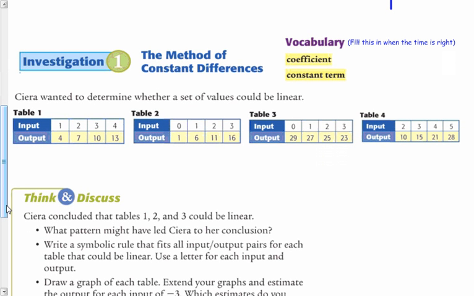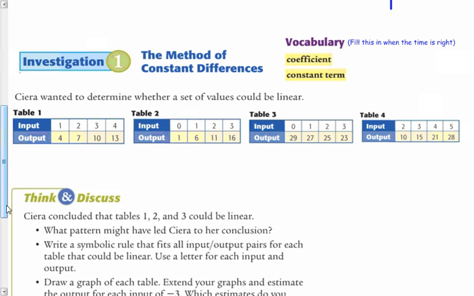Now, Sierra wanted to determine whether a set of values could be linear, and she actually has 4 sets of values. So we're going to look at these sets of values and decide whether or not they're linear, and we're going to use the method of constant differences. I'm going to do a couple from here, and then a couple from Develop and Understand A that I think we might want to look at. But anyway, let's just do table 1 here.